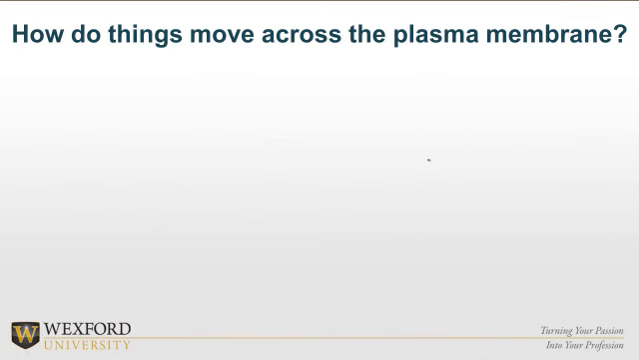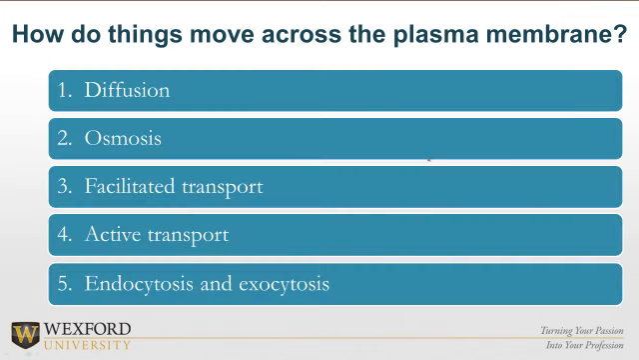So how do they move across the plasma membrane? Well, there's 5 different ways something can get across the plasma membrane, and we're going to cover each one of these. There is diffusion. Now, just basic diffusion. What is diffusion? Going from a high concentration to a low concentration.